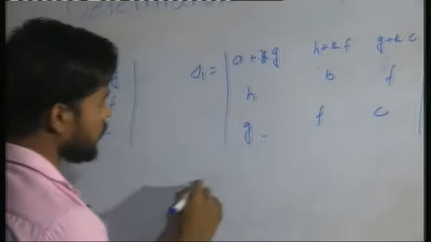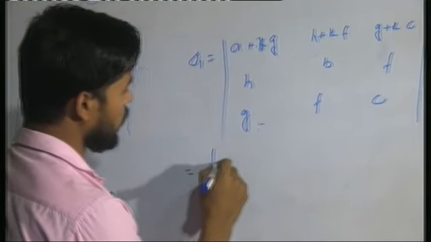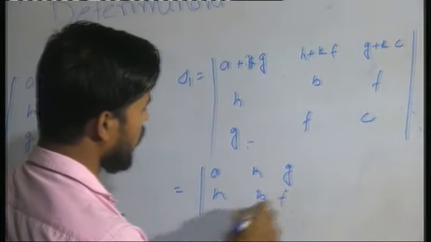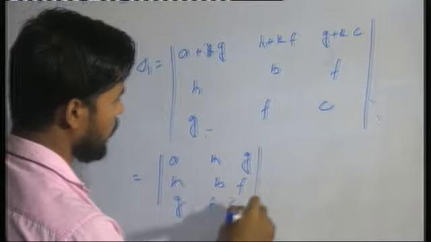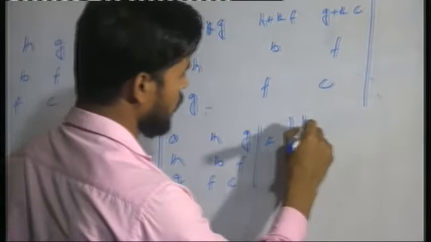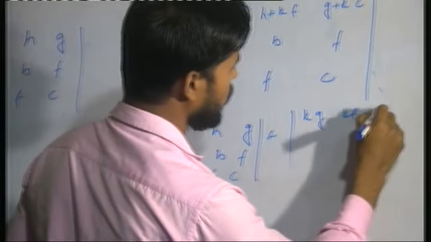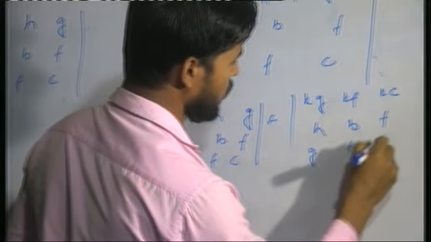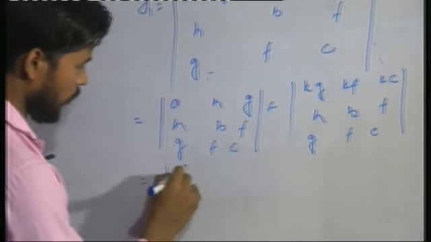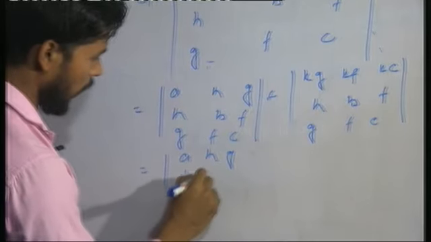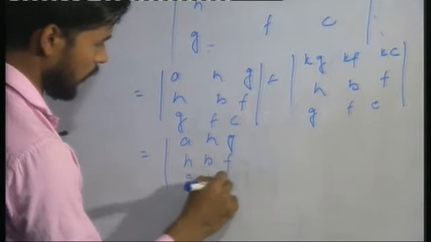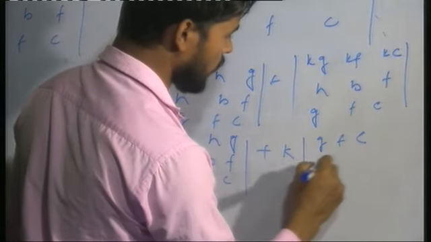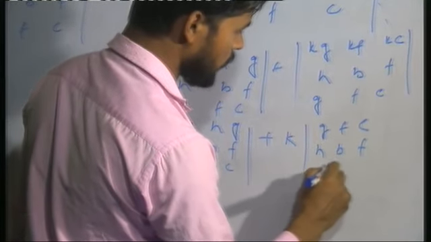See how this determinant can be written in the form: determinant a, h, g; h, b, f; g, f, c, plus determinant kg, kf, kc; h, b, f; g, f, c. That is equal to the determinant a h g, h b f, g f c plus, if I take k common, k times the determinant g f c, h b f, g f c.